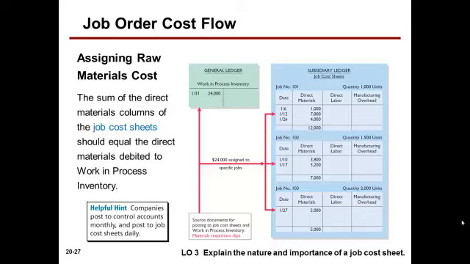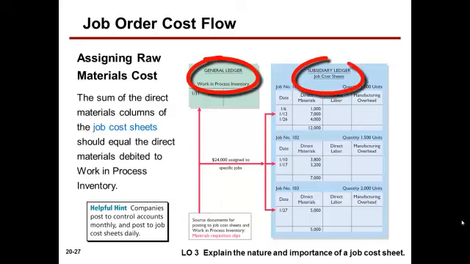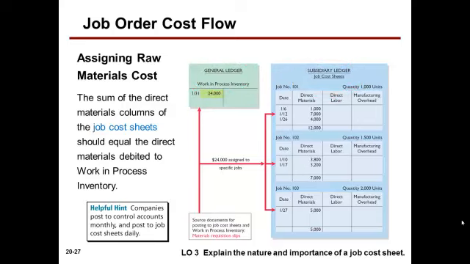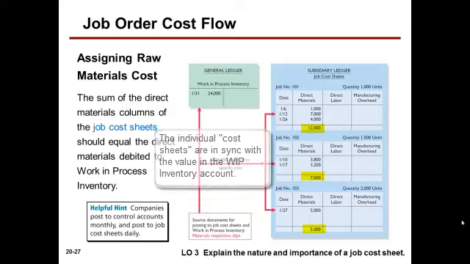To illustrate what's going on in the ledger for direct materials and the corresponding job cost sheets, as work in process inventory is increased by $24,000 with the debit on January 31st, we see the total increases to job 101, $12,000, job 102, total of $7,000 for the month, job 103, total of $5,000 for the month.